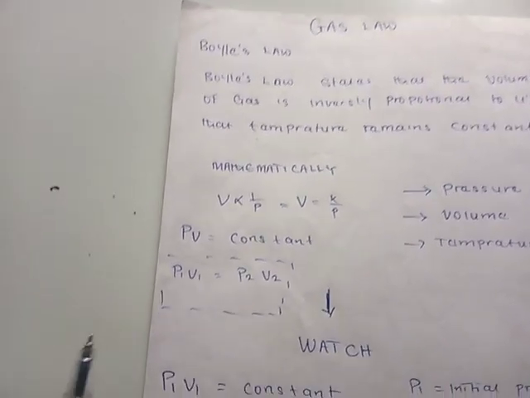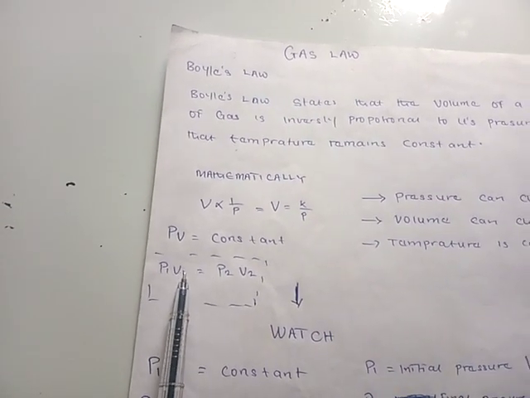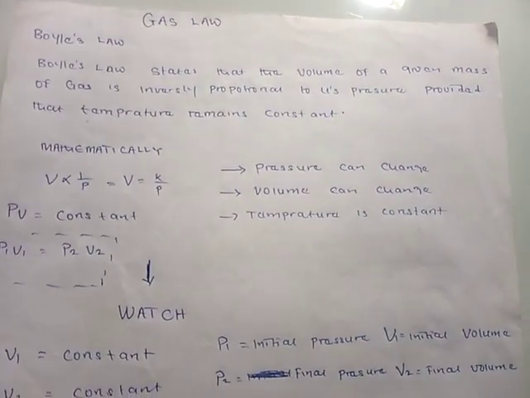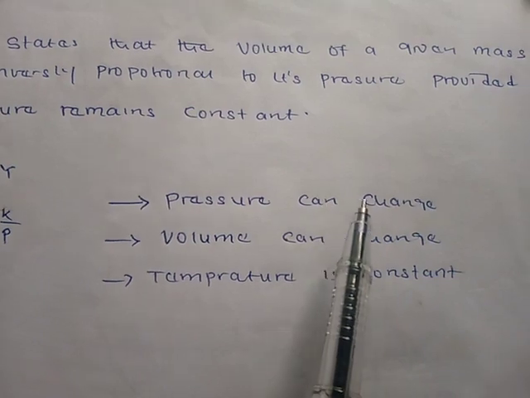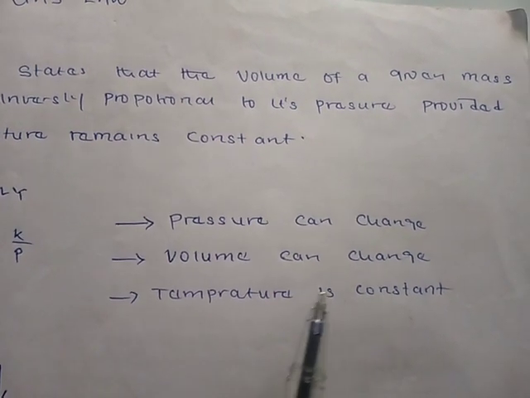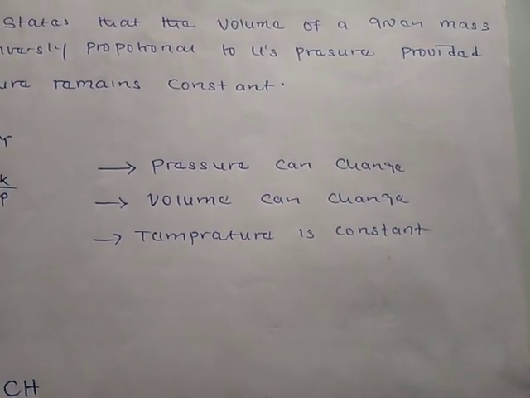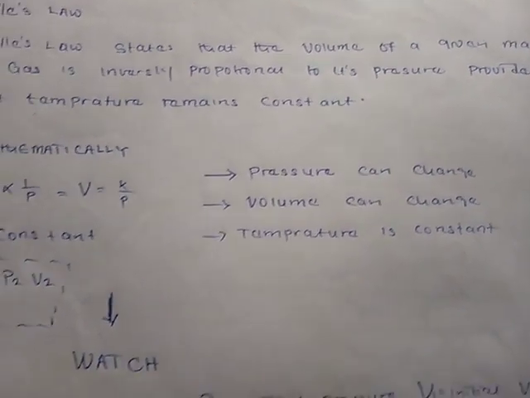So P1V1 equals P2V2, if we're considering two gases. In this case, pressure can change, volume can change, but our temperature is what? Constant. Our temperature is constant. Please don't forget, we are discussing Boyle's Law.